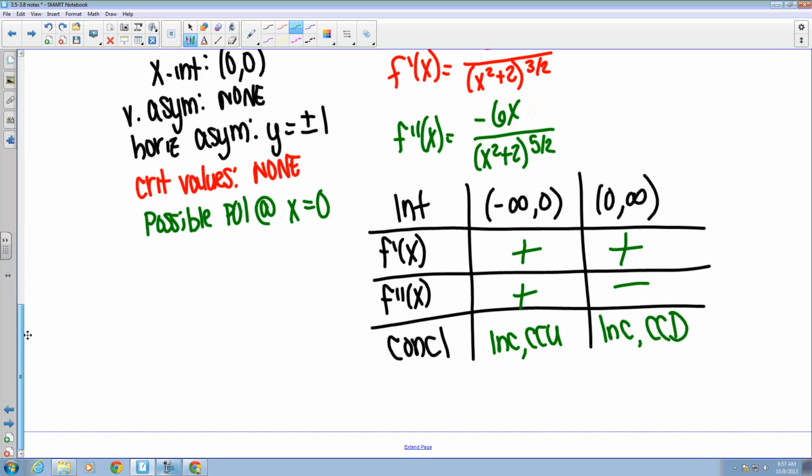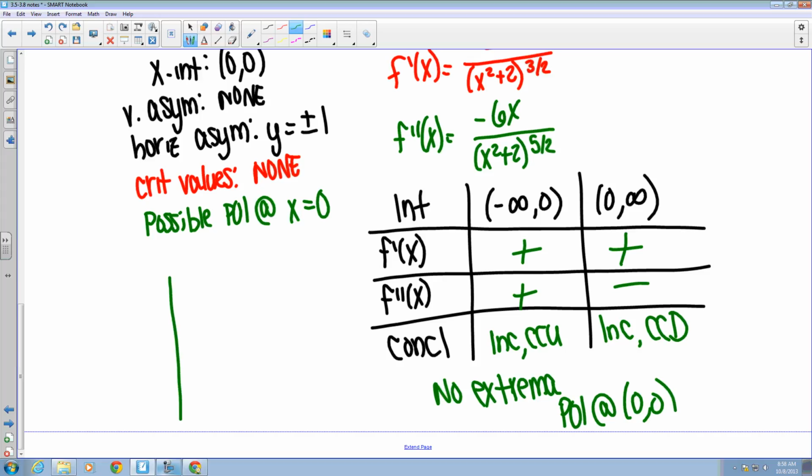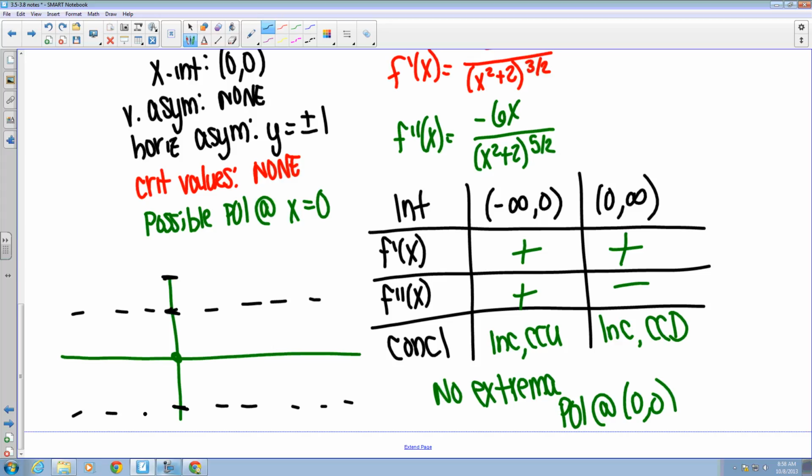So before we sketch, we know that there's not going to be any extrema, but we do have a POI at 0, 0 at our x-intercept. Okay, so now to the left we're going to do a rough sketch. The only thing that we know is 0, 0, and horizontal asymptotes at 1 and negative 1.